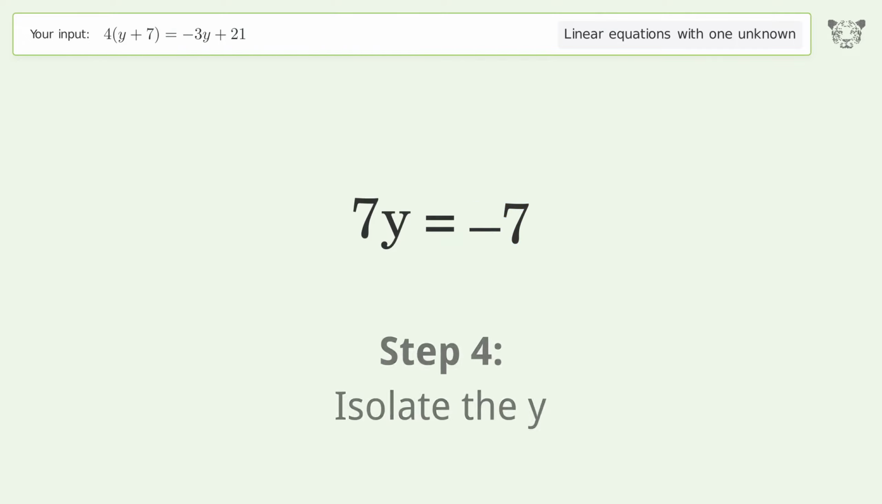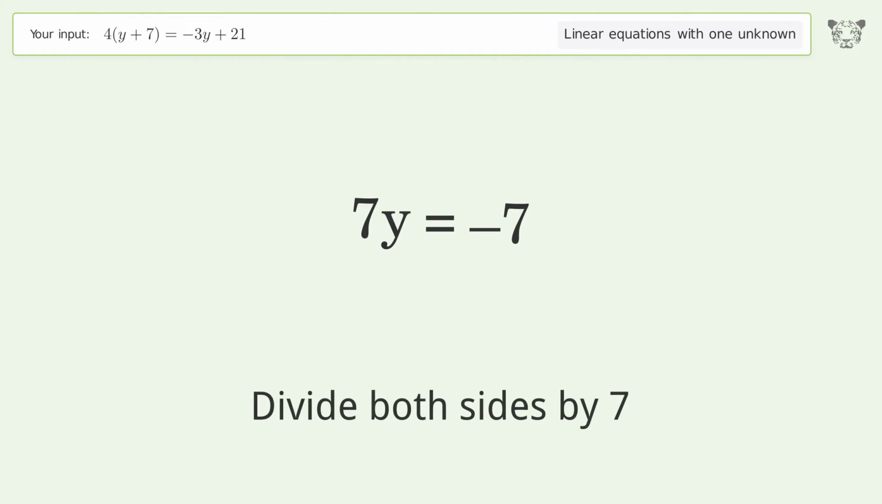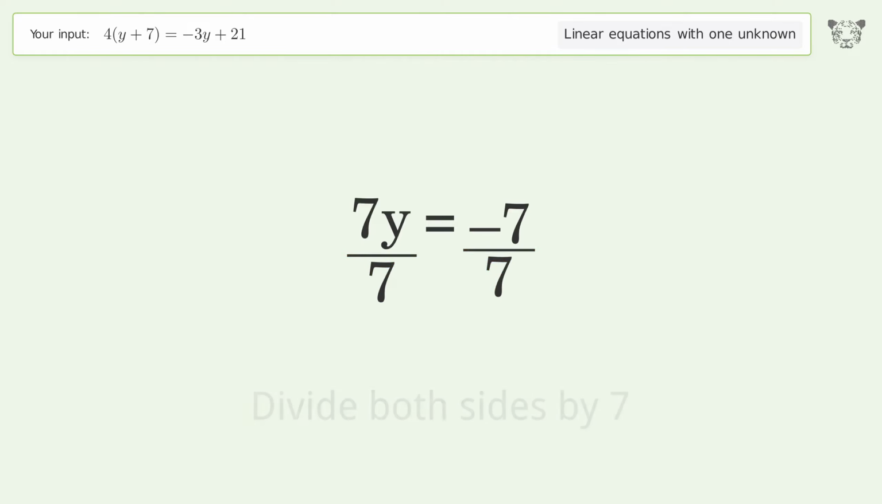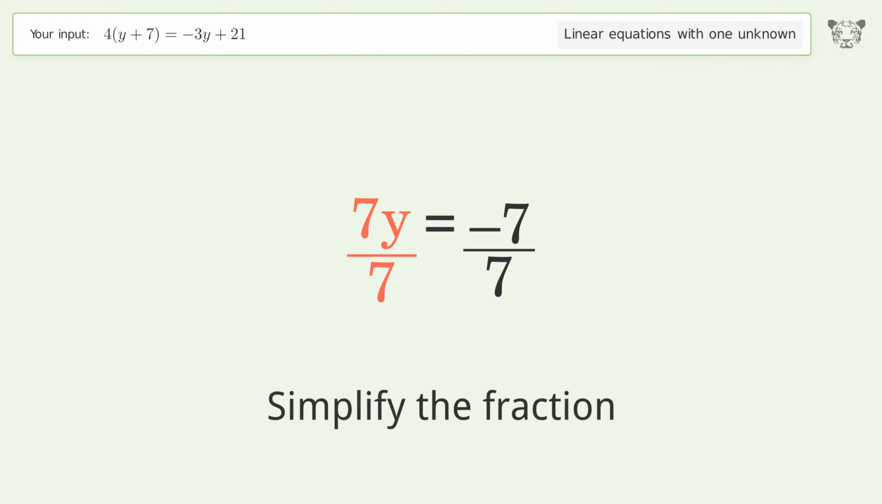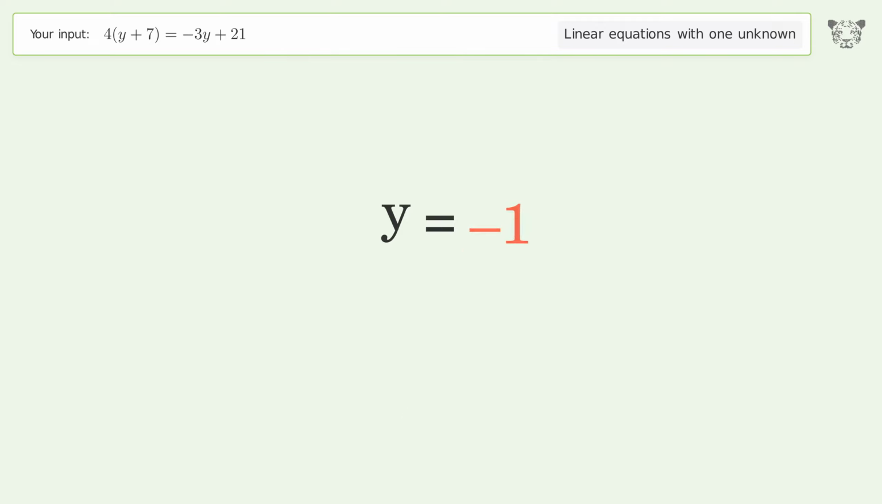Isolate the y. Divide both sides by 7. Simplify the fraction. And so the final result is y equals -1.